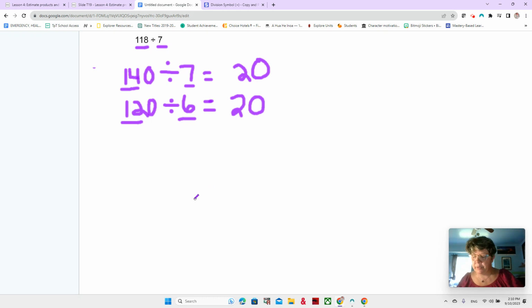Okay, you see what we're doing? We're looking for friendly numbers in fact families. So division estimation is a little bit different because we're looking for our friendly numbers to make our division easy. Remember, that's the idea. We're estimating, we're making things easy. All right. So our estimate is 20.